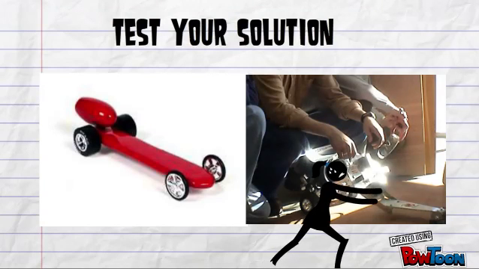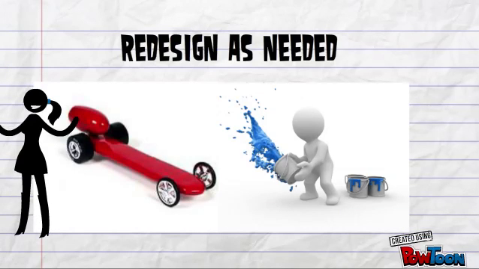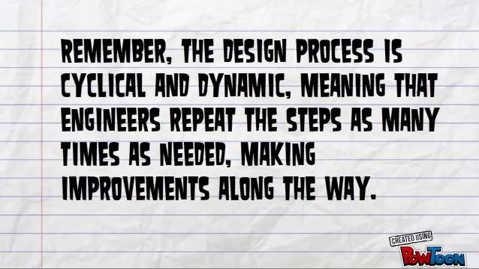The prototype is tested, and the results are recorded. The next step is to communicate those results so that you have data to compare any future designs to. Remember, the design process is a cyclical and dynamic process, meaning that engineers can repeat the steps as many times as needed, making improvements all along the way.